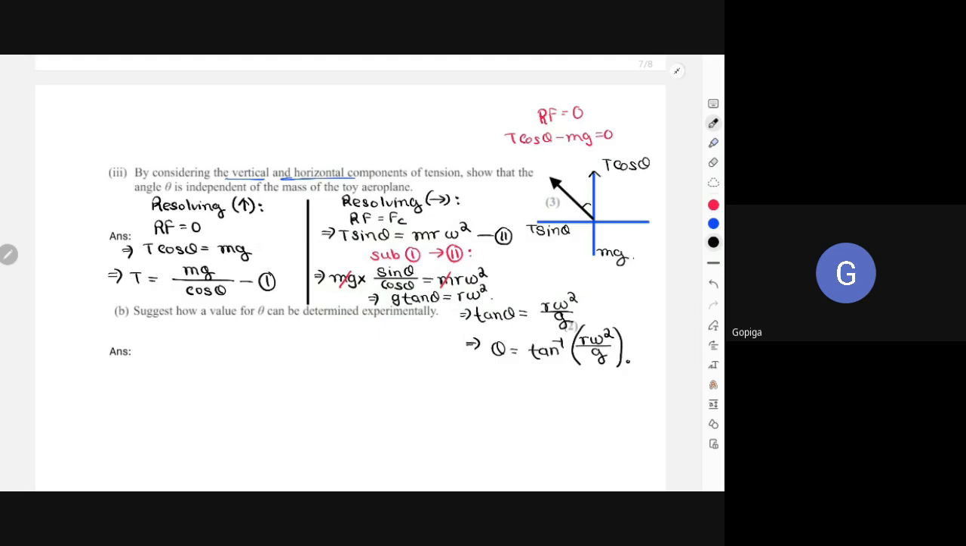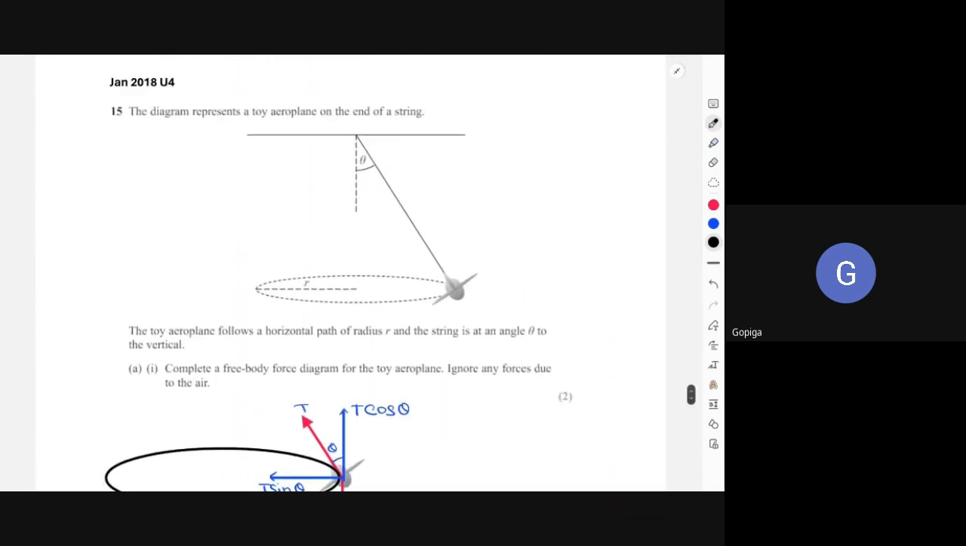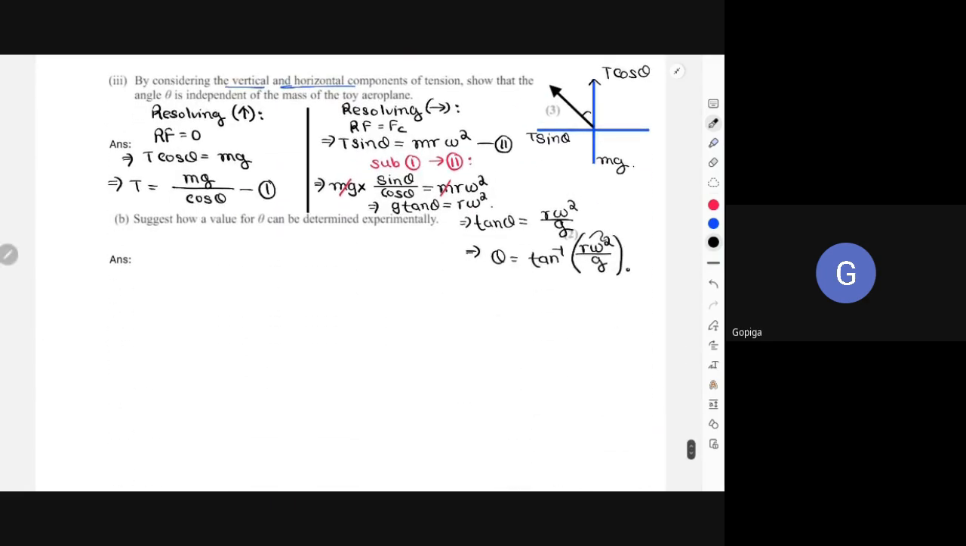Now, in part B, it says suggest a value of theta that can be determined experimentally. If you go back to the diagram over here, everything is happening in the air medium, right? I cannot obviously hold a meter ruler or any kind of tool over here. And in order to find out theta, what are the values you need? You need the value for radius, right? And then again, you need to find out the value for omega. Omega, again, is a derived quantity. You have to calculate that using theta over time. Time can be calculated using a stopwatch, but theta, radius, g is again a constant over here.